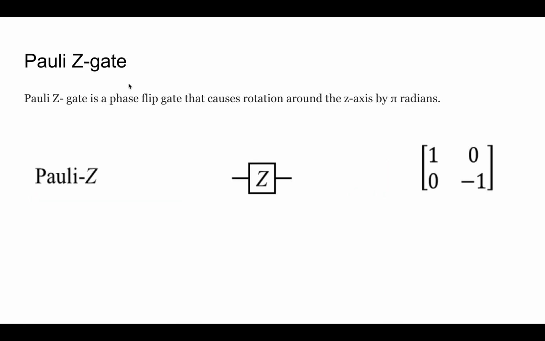Now we'll talk about the Pauli Z gate. Similarly, it's a phase flip gate, and this time it causes rotation around the z-axis by pi radians. So this is the name, this is the representation, and this is the matrix.